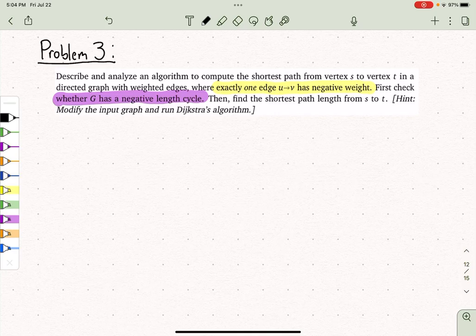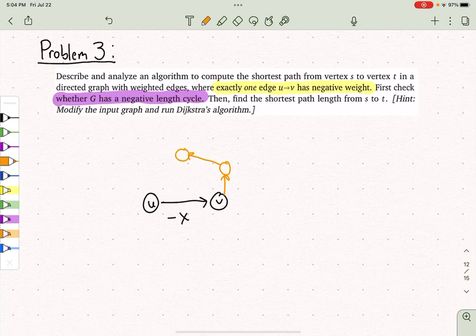So we're going to use a similar idea from before. So let's take the edge U to V, which we know is the negative one. And let's say there was a negative length cycle. So this is some negative number. So a cycle from U to V that uses this edge has to include a path from V to U. So this is some V to U path.